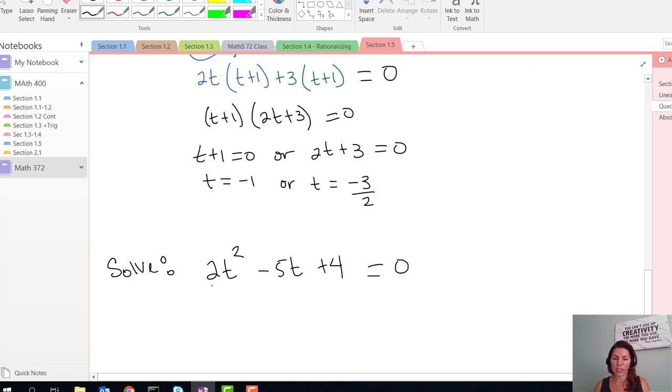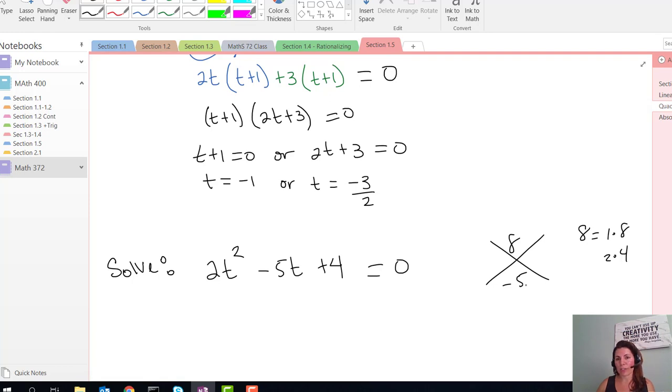And so now, two numbers that multiply to 8 and add up to negative 5, that's not going to work, right? The only factors of 8 are 1 and 8 and 2 times 4. And neither of those, if you adjust the signs with any of those, add up to negative 5. So we're kind of stuck. So you can either complete the square or you can use the quadratic formula.